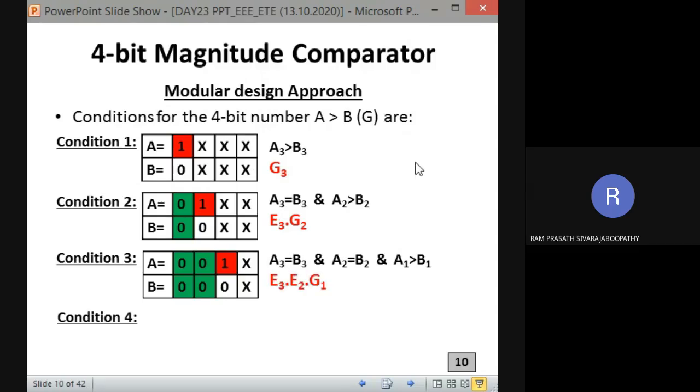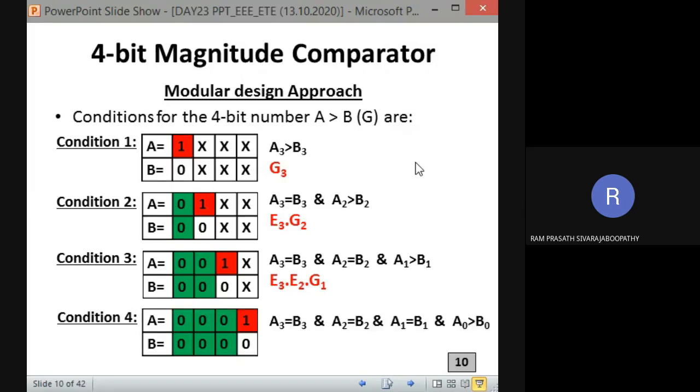Okay, the last condition. If all bits are same except the LSB, the condition is like this. Can you type it in the chat? What about the function for condition 4? Yes, E3, E2, E1, G0. All these things are in AND operation. Fine. Now you tell me how I can write the function G now.